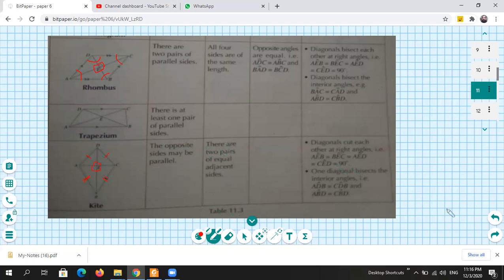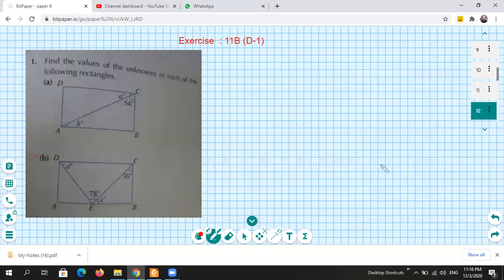All right, so this is some information about the different types of quadrilaterals. We will use this information in the questions of exercise 11b. Question number 1: find the values of the unknowns in the following rectangles. I'm going to do part B.